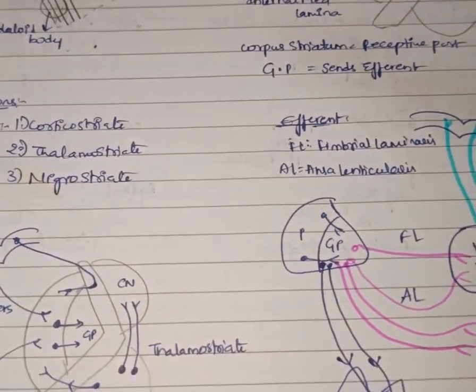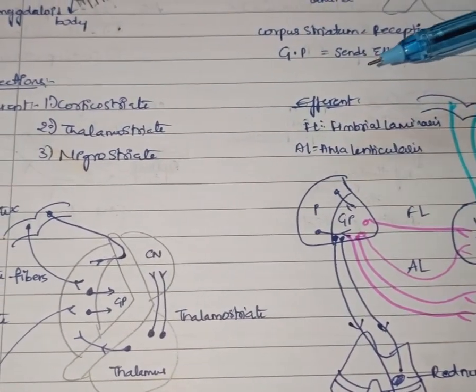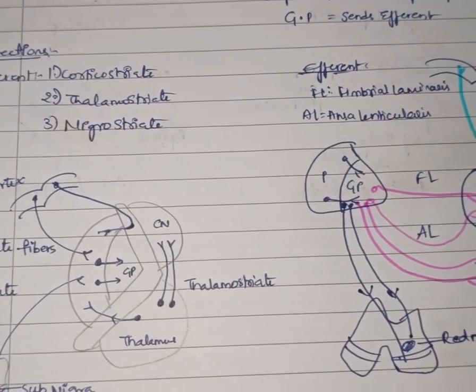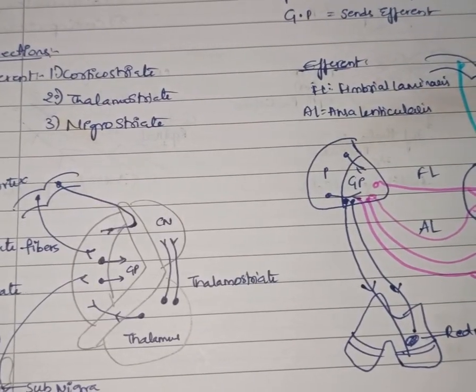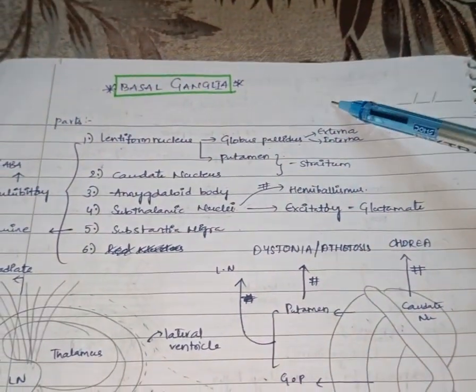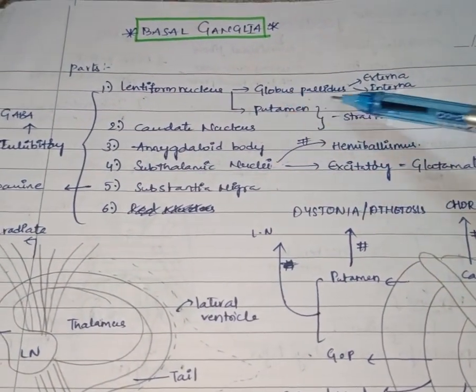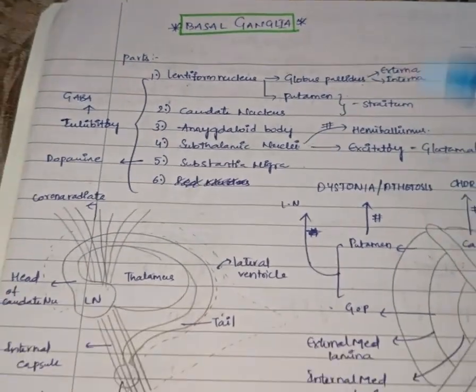Next, coming to the types of connections present in the basal ganglia. Both afferent fibers and efferent fibers are present in the basal ganglia. One point we must know is the only efferent nuclei in the basal ganglia is globus pallidus. Whatever the fibers coming through all these nuclei should leave via globus pallidus only.